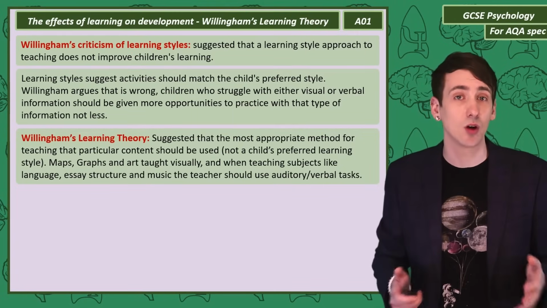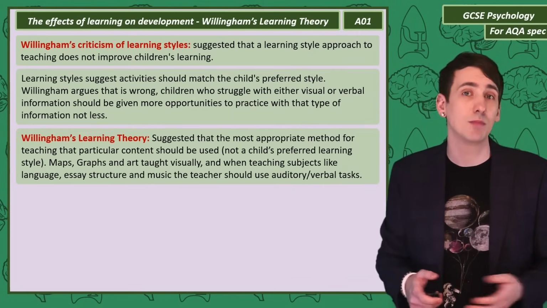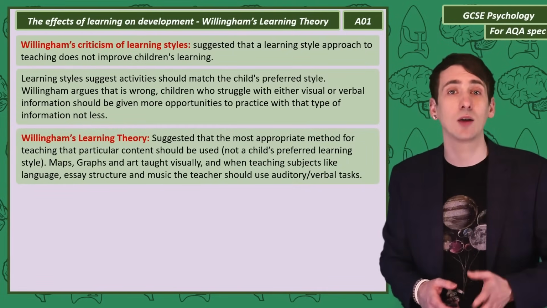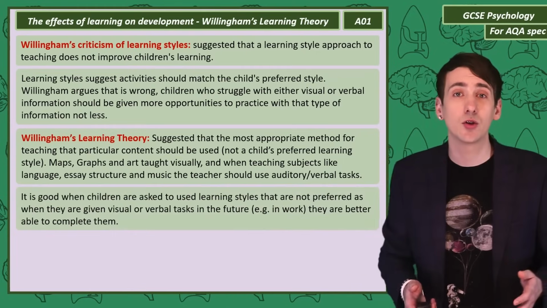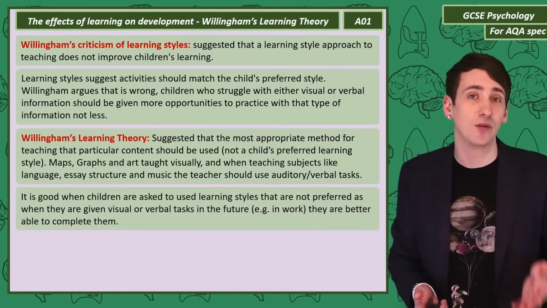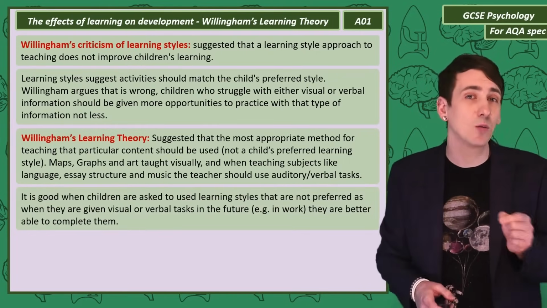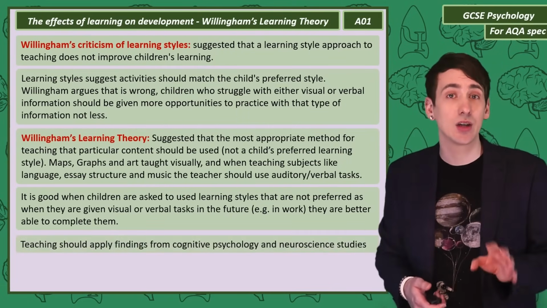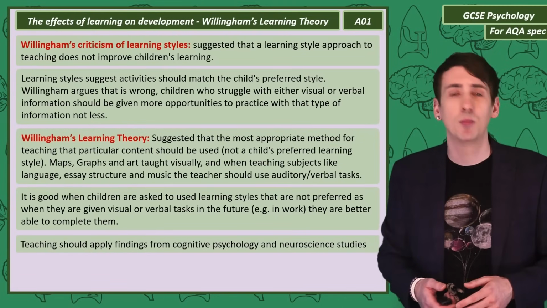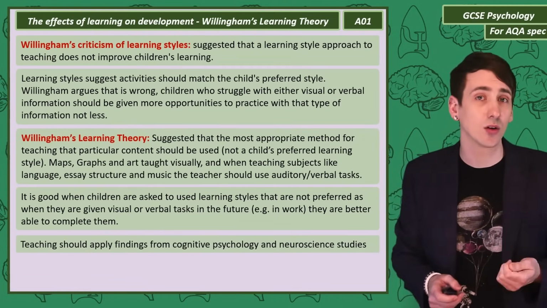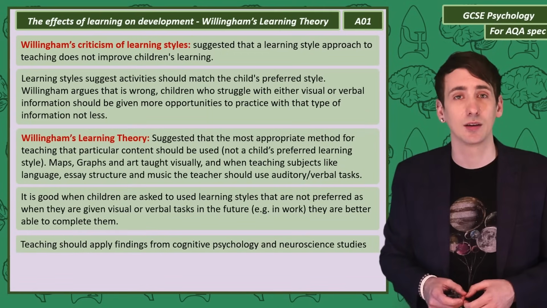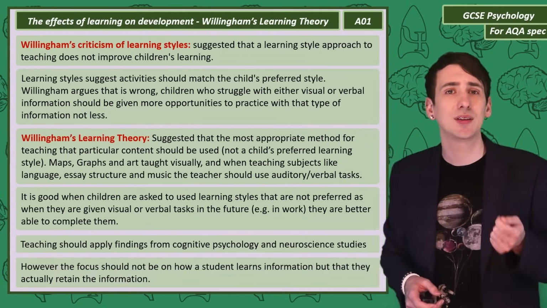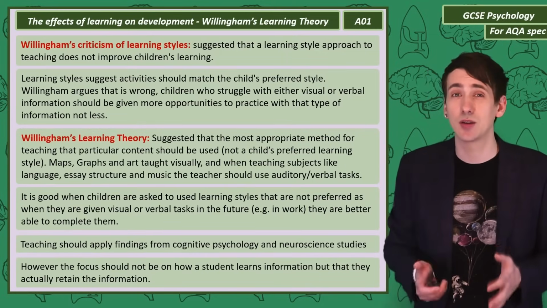If teaching maps and geography, or art, or graphs and maths, use visual tasks. If teaching essay structure or language, use words. By giving children a range of tasks, they'll improve with visual and verbal skills that they will be required to use in the future, like at work. Willingham did think that education should be informed by psychology, but by more scientific, cognitive, and neuroscience studies on learning. Willingham also suggests that the main focus to judge effective learning wasn't the style used at all, but if the students actually remembered the information.